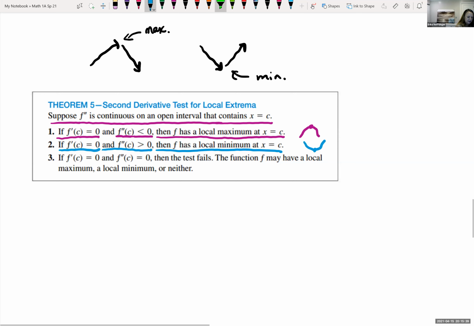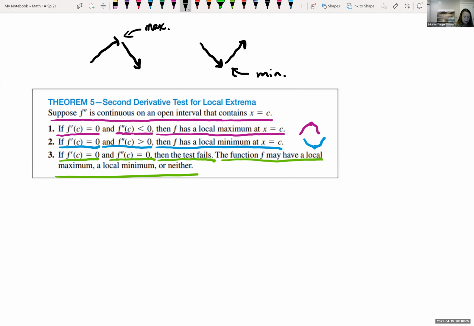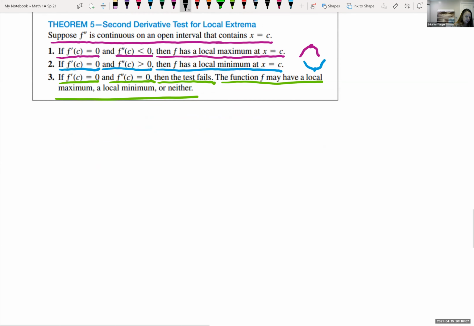The problem is, if you find your critical value, plug it into your second derivative, and it tells you that it's 0, then this test doesn't work. There could be a max or a min there, but we don't know, and we have to go back and look at our first derivative test. So this is just another method to find local extrema, local max and local min values.